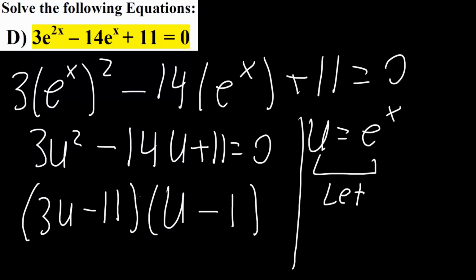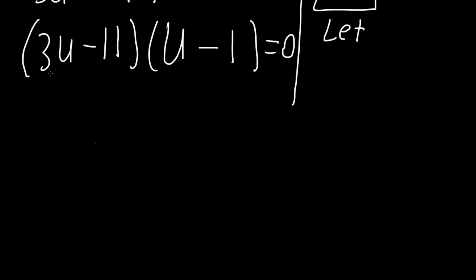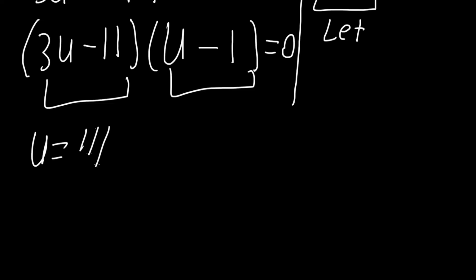So 3u times u is 3u squared, negative 11 times negative 1 is 11. 3u times negative 1 is negative 3u. U times negative 11 is negative 11u. Negative 11 minus 3 is negative 14. So it works. So let me scroll down. And so now we set this term equal to 0 and this term equal to 0, because if one of these terms is 0, 0 times any number is 0. And so 3u minus 11 is equal to 0. That means u is equal to 11 thirds. And u minus 1 is equal to 0, so that means u is equal to 1.